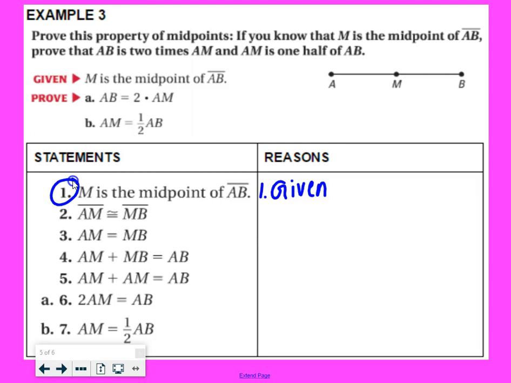Next we move to segment AM is congruent to segment MB. Well, we were told that this is the midpoint. So based off of the definition of midpoint, we can say that those two segments are congruent. So for number 2, our reason would be definition of midpoint.